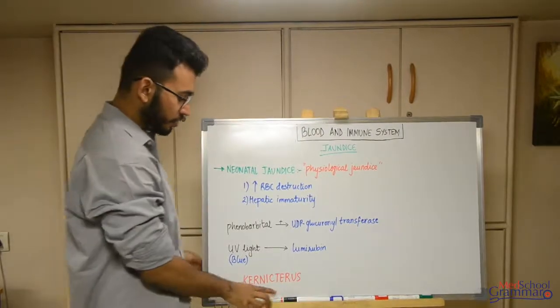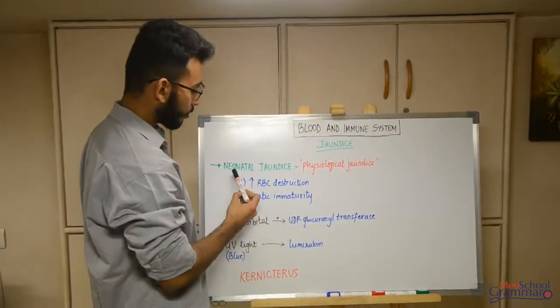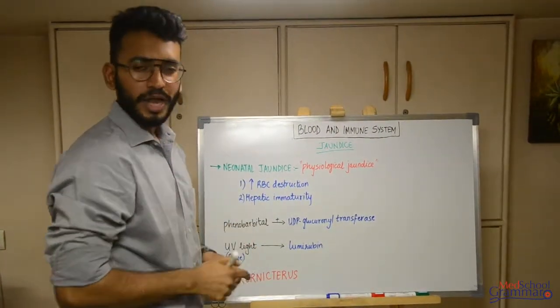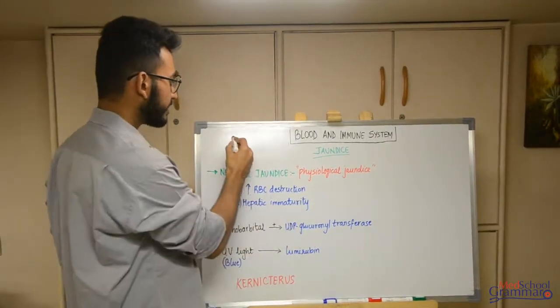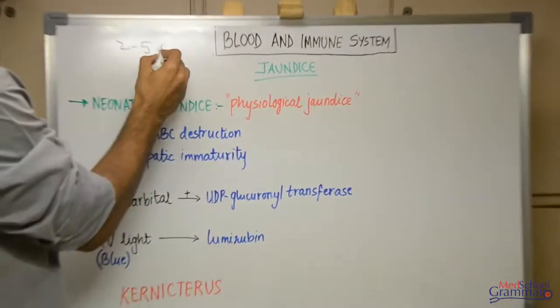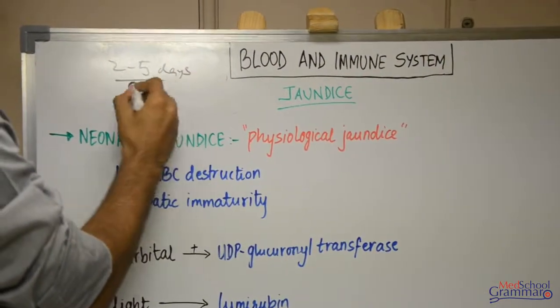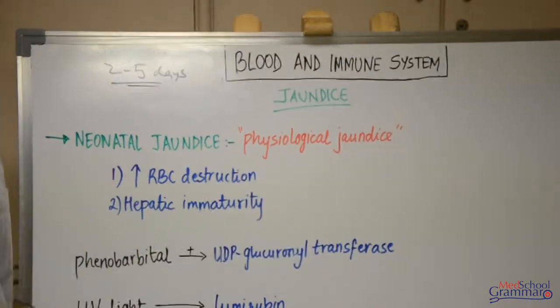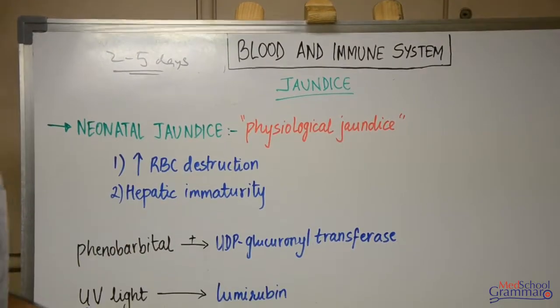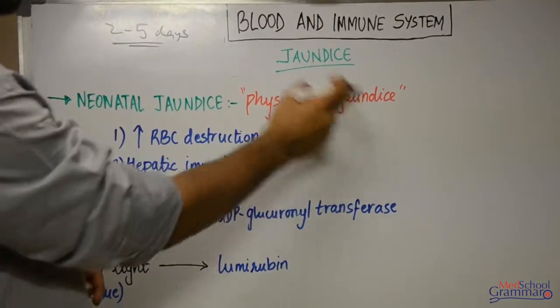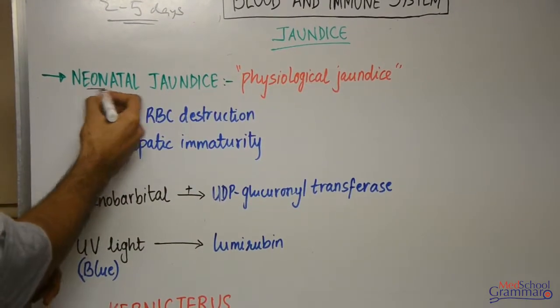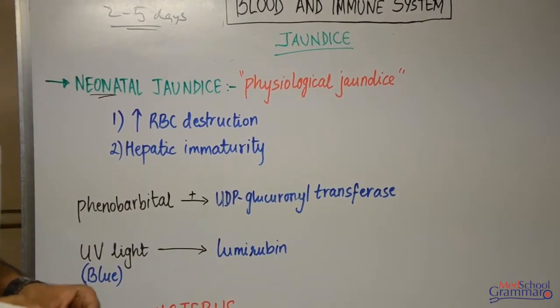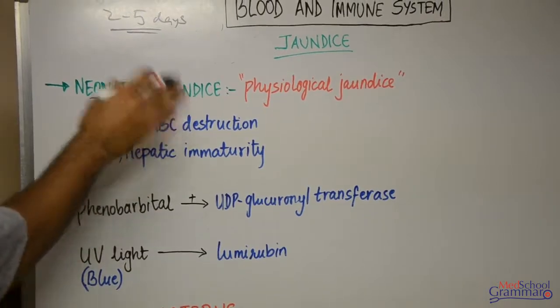Alright guys, moving on to the last topic, that is the concept of neonatal jaundice. Now what happens is that when a baby is born, for the initial 2 to 5 days after the baby is born, the baby shows jaundice, and this is normal, therefore known as physiological jaundice. Neonatal jaundice is also known as physiological jaundice. Neonate means a newborn. Alright. So this is seen normally.